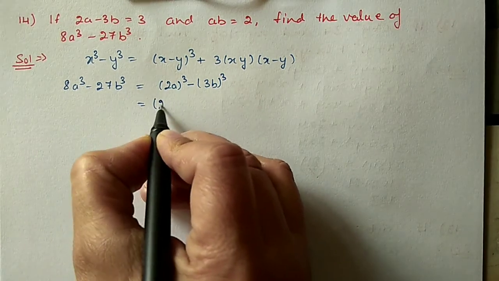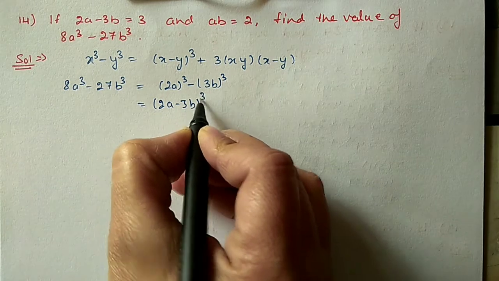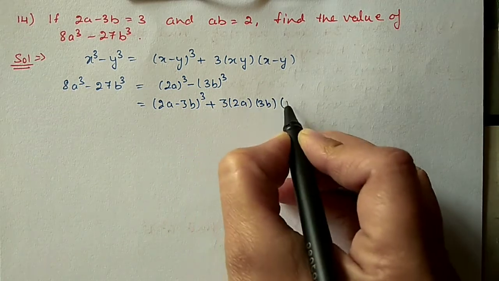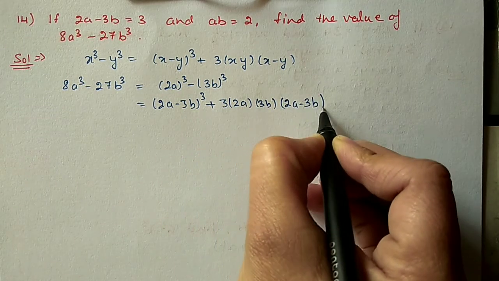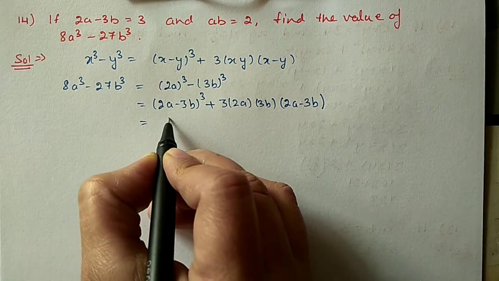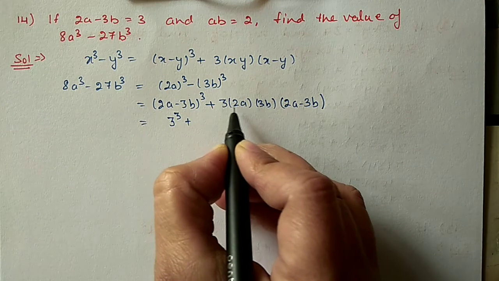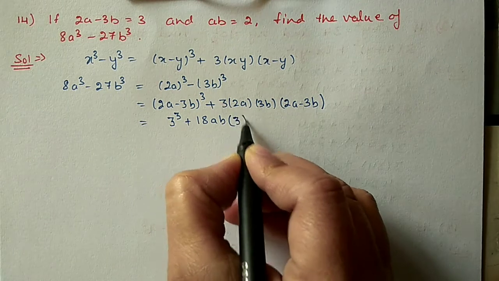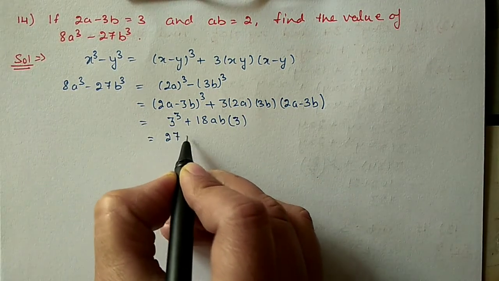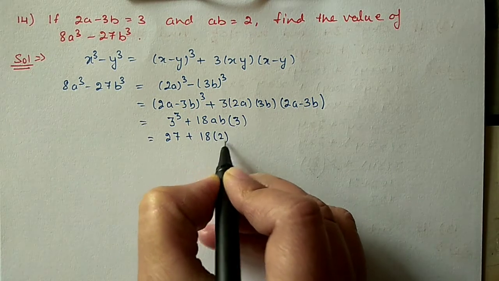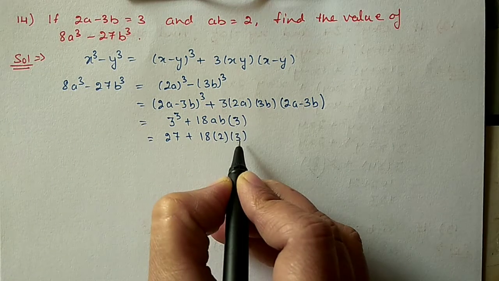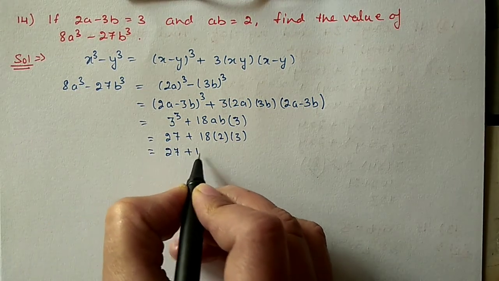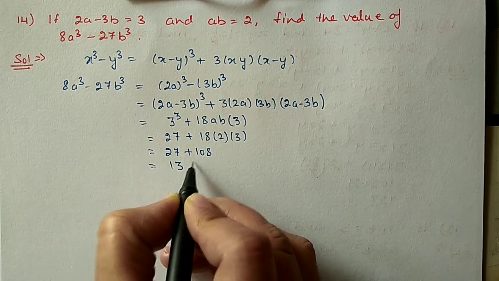So this will be equal to 2a minus 3b whole cube plus 3 into 2a into 3b into 2a minus 3b. Now we can substitute values. This is equal to 3. So 3 cube, 3 into 2 is 6, 6 into 3 is 18 ab, and here this is also 3. 3 cube is 27 plus 18, ab value is given 2 into 3. So 2 into 3 is 6 and 6 into 18 is 108. So 27 plus 108 is equal to 135.